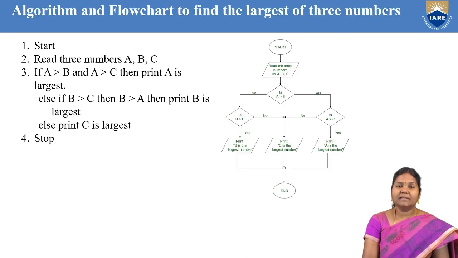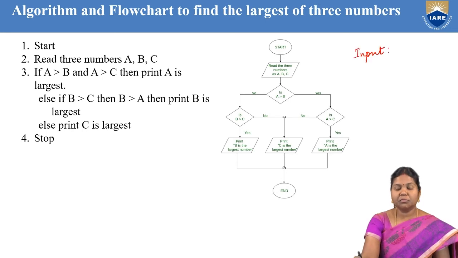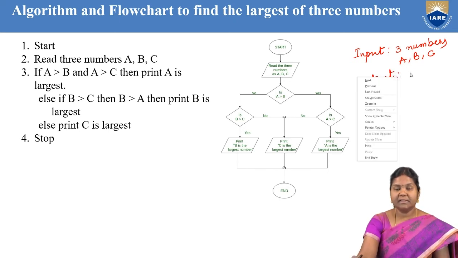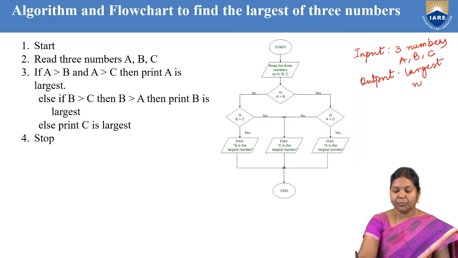Now, let us understand one small problem: how to write an algorithm and flowchart for finding the largest of three numbers. For the algorithm, first we should understand what the input is. The input is three numbers, A, B, C, for example, or some values you can take. So we need to read the three numbers. And what is the output? The output is that we have to tell which number is the biggest, the largest number.